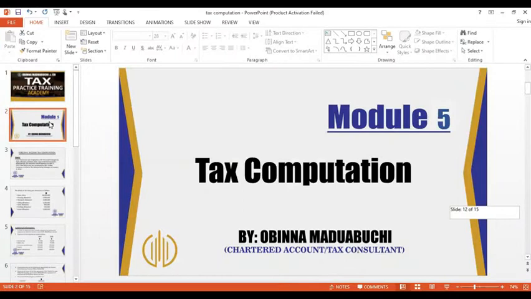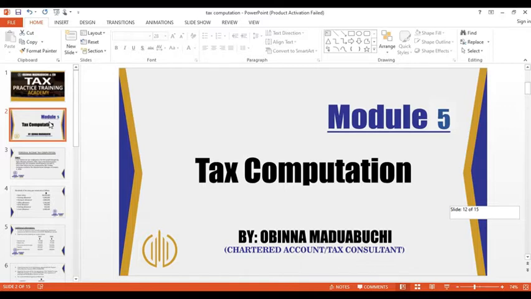So today I'll be handling tax computation, which is a key part of your skill as a tax expert. And the tax computation we are looking at today is on personal income tax computation. Tax computation cuts across the different types of taxes.